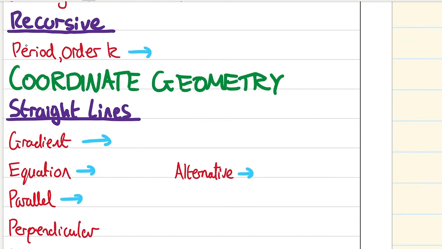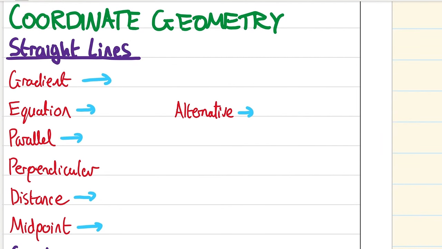Recursive sequences have a period of order k if the (n plus k)th term is equal to the nth term. So for example, a4 would equal a1. There's a gap of 3, so it has a period of 3.